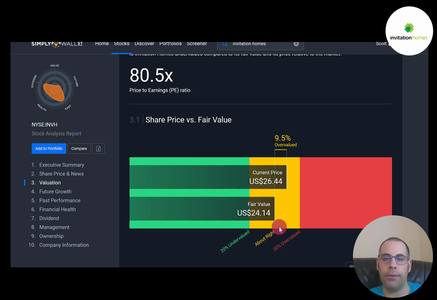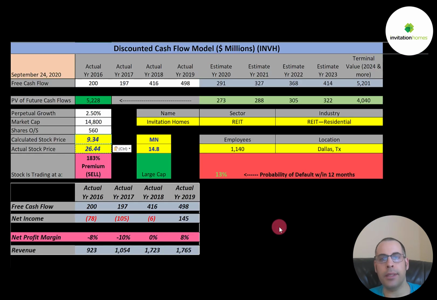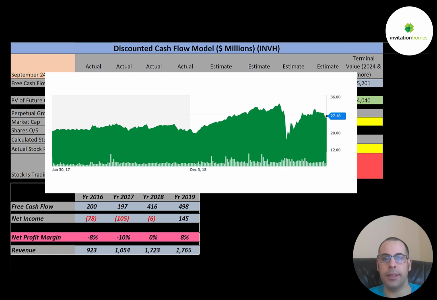The way they come up with their valuation is they take the average analyst estimate. Let's see where the stock has been trading the past few years. So it looks like the stock price broke $30 right before coronavirus hit, but it dropped in half.